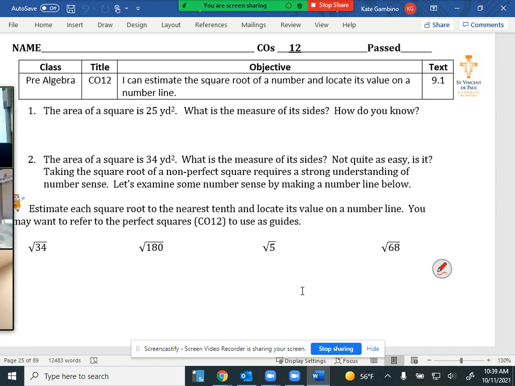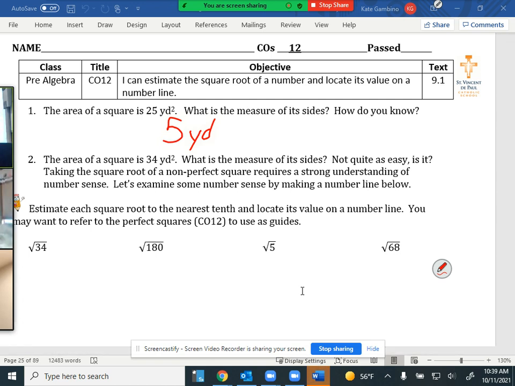So the square root of 25 we know is 5, because 5 times 5 equals 25. So the square root of 25 is just 5. But what do we do? So we know the area of the square is 25 yards. The measurement of each side would be 5 yards because 5 times 5 equals that 25.